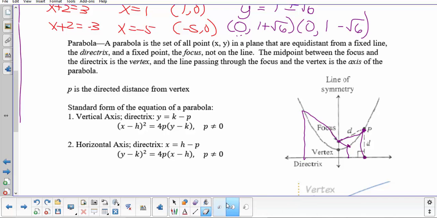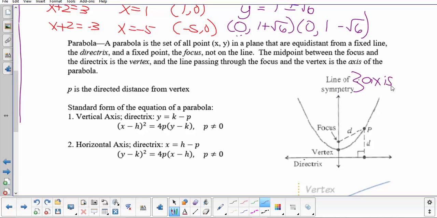Now from here, there's some other terminology that was introduced. So the line of symmetry. We're used to calling it the line of symmetry. Well, now we can also call it the axis of the parabola. Okay, so the line of symmetry can also be called the axis. The ellipse and hyperbola, which we're going to study next, also have axes, so it's good to get in the habit of thinking of the line of symmetry as the axis.